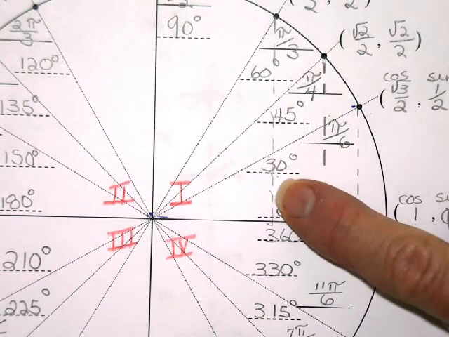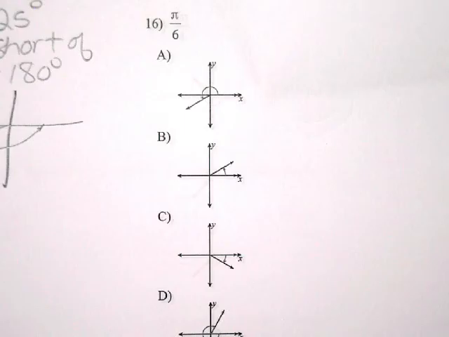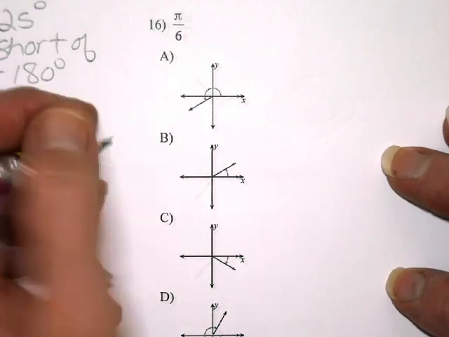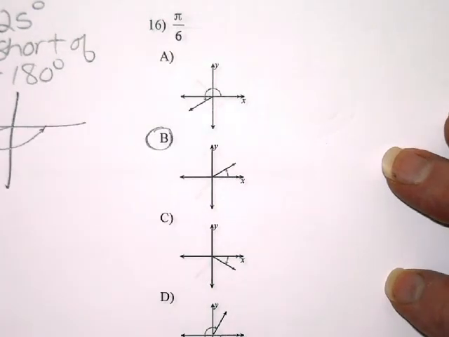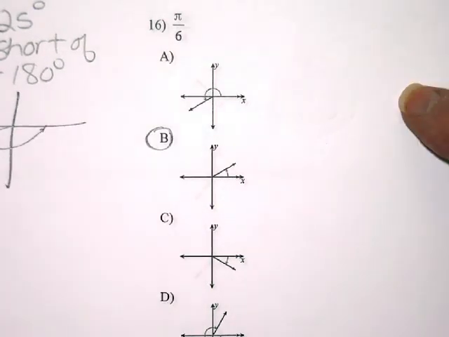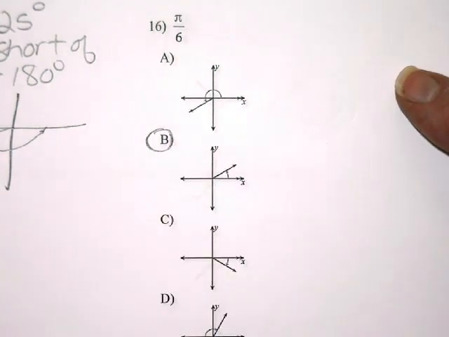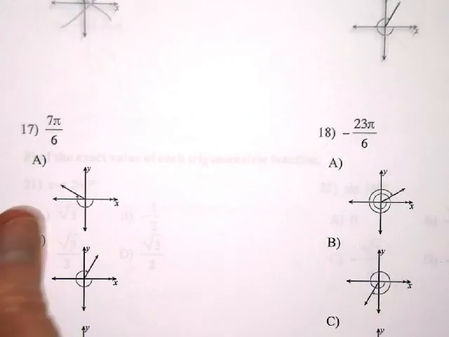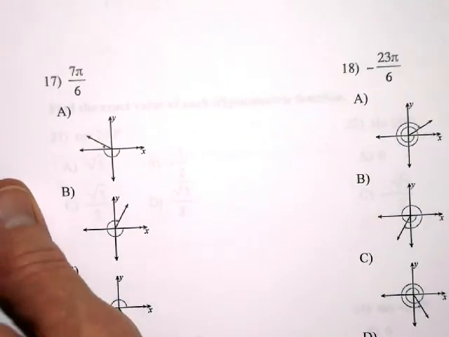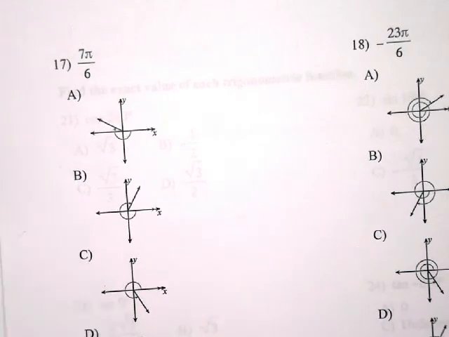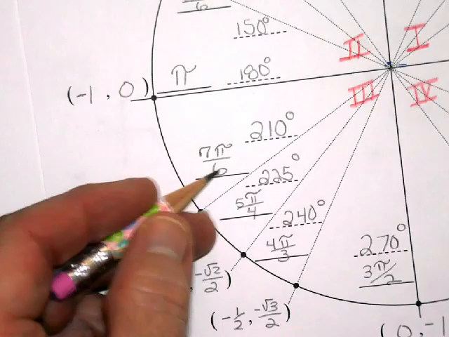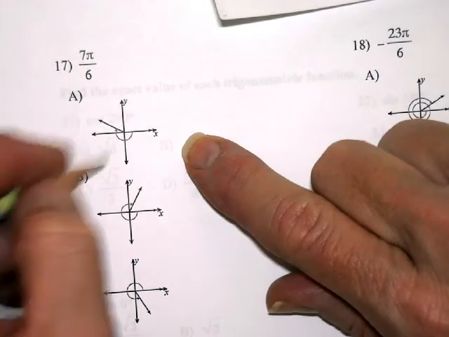Okay, number 16 isn't much of a challenge because it's on our unit circle. So pi over 6 is just 30 degrees above the x-axis. And that would be B. So you're allowed to use your unit circle. I'm good with that. I want you to get familiar with these angles and what they look like on the graph, for sure.